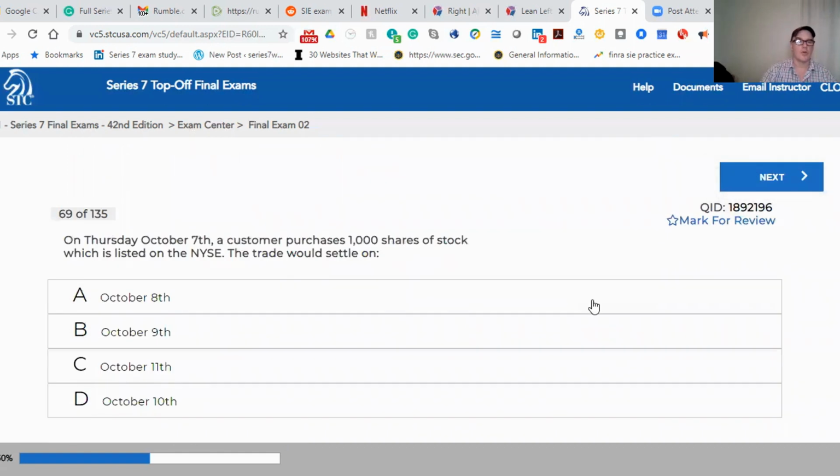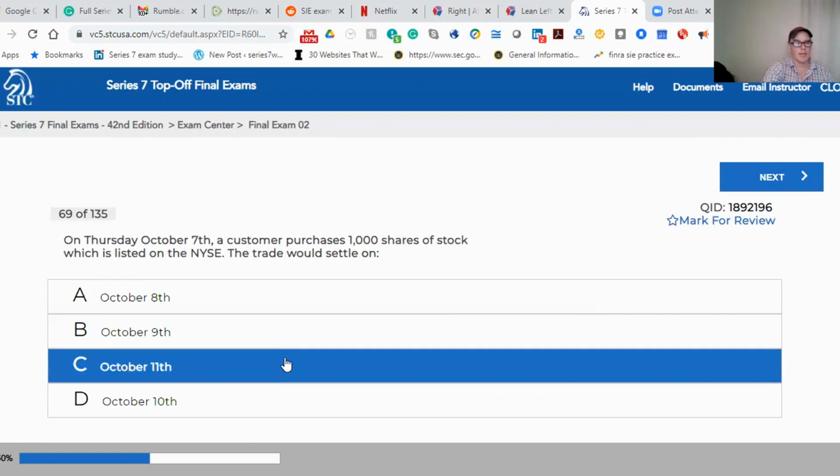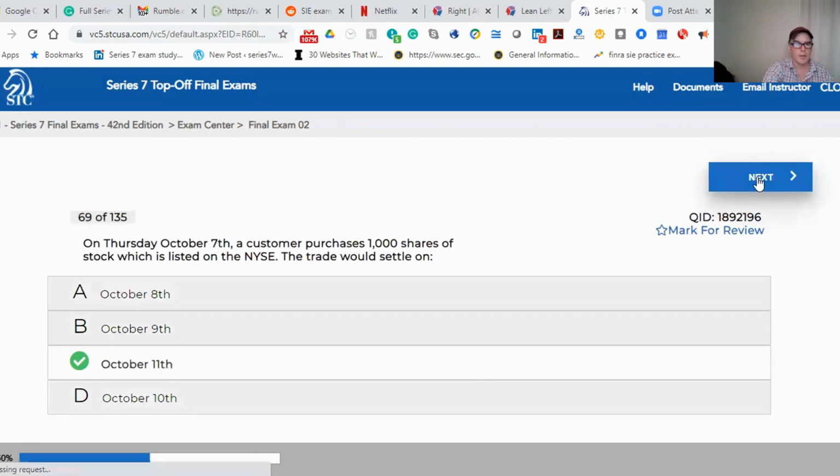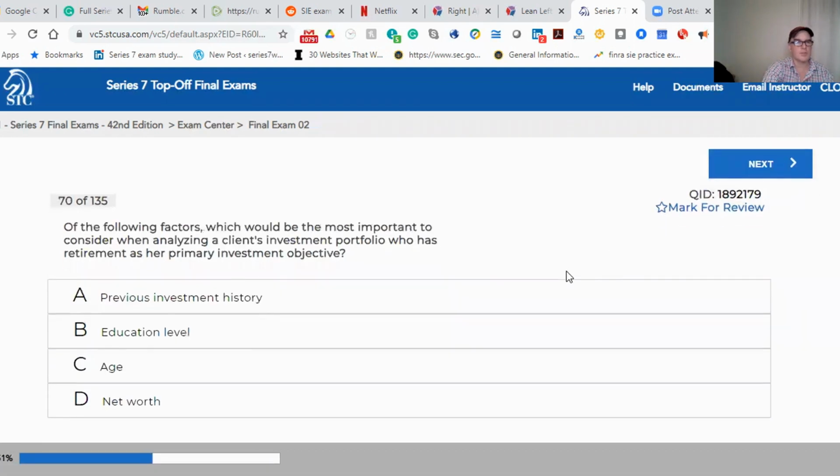On Thursday, October 7th, a customer purchases 1,000 shares of stock, which is listed on the New York Stock Exchange. The trade would settle. So if I buy the stock on Thursday, it's T+2. Now I have to do this in my head and embarrass myself. Friday the 8th, Saturday the 9th, Sunday the 10th, Monday the 11th. It's got to be the 11th because it can't settle on the weekend. Thank God I was right. That was too easy. Some of those easy ones you get cocky and that's the ones you get wrong.